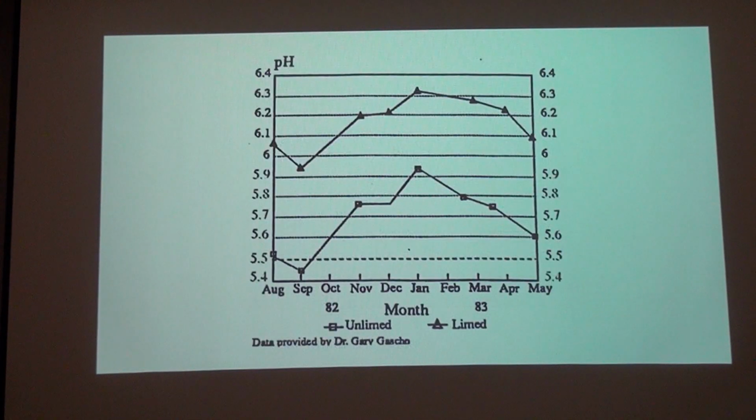This is an example from research done back in '82 and '83 by my old research counterpart, Gary Gasho. Two different soils, and it just shows you how, without doing anything to these two different soils, the pH changes over time. I had a county agent one time tell me, well, I'm going to put a bucket of soil in my office and measure the pH every month.